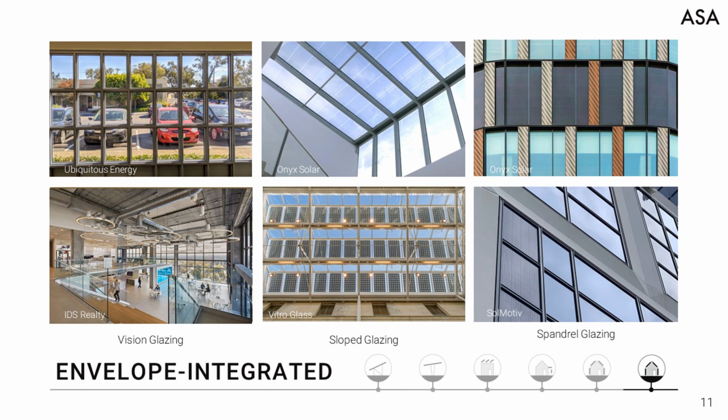Spandrel glazing offers an opportunity to integrate higher efficiency opaque technologies and make a sizable impact on a building's energy performance. Since spandrel glass tends to conceal floor partitions or structural columns, it lends itself to concealing required balance of system components such as junction boxes or conduit runs.